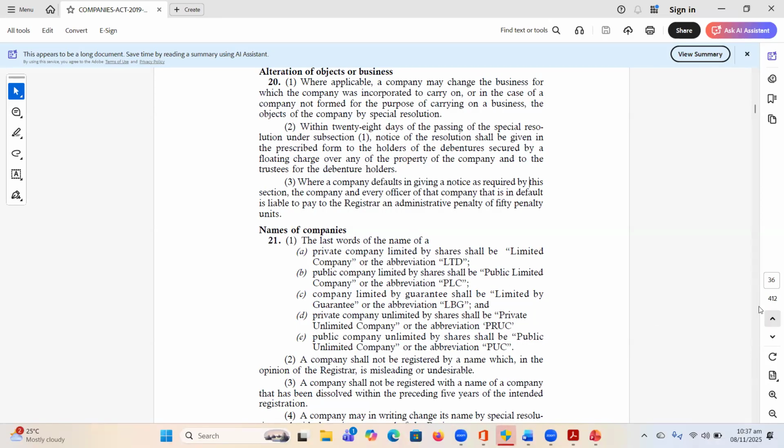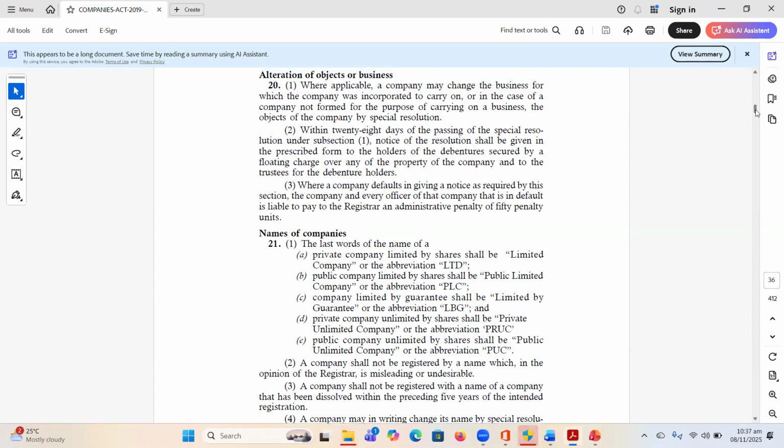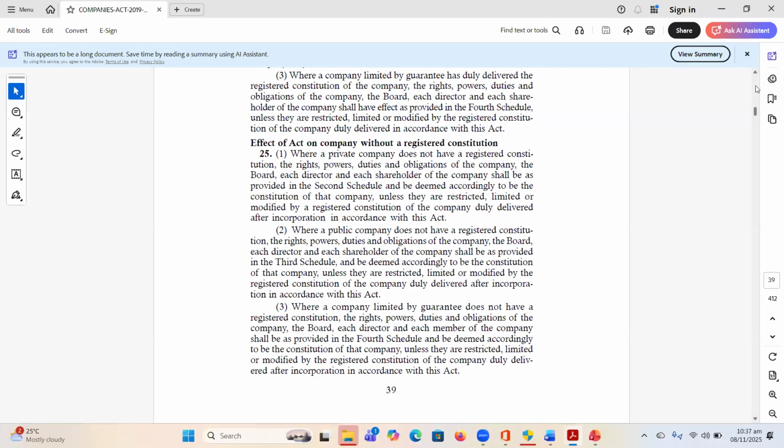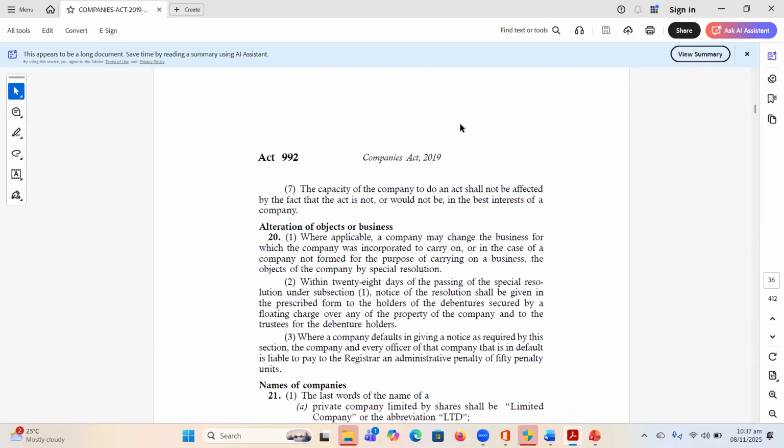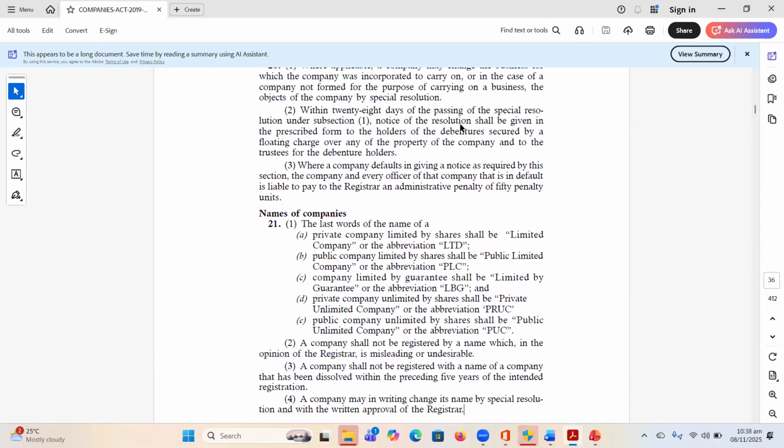subsection 1. The last words of the name of a private company limited by shares shall be limited company, or the abbreviation LTD. B, public company limited by shares shall be public limited company, or the abbreviation PLC. C, company limited by guarantee shall be limited by guarantee, or the abbreviation LBG. And D, private company unlimited by shares shall be private unlimited company, or the abbreviation PRUC. E, public company unlimited by shares shall be public unlimited company, or the abbreviation PUC.